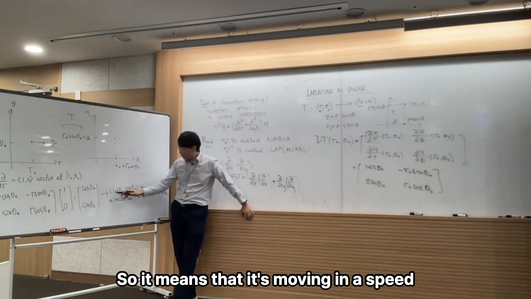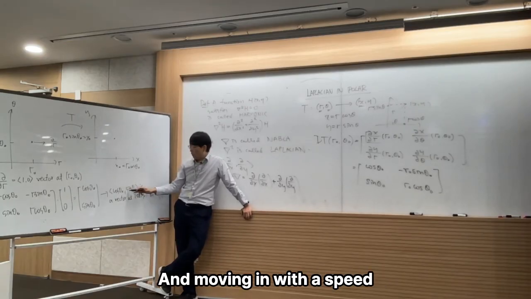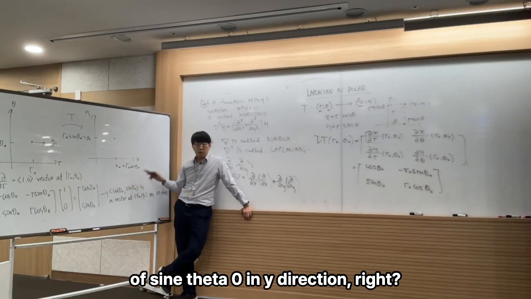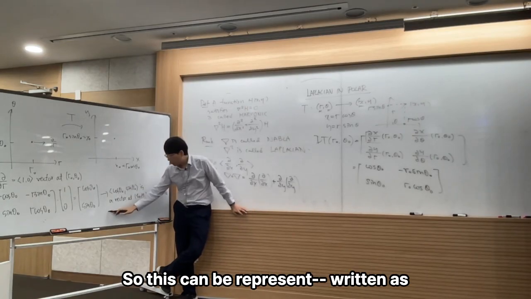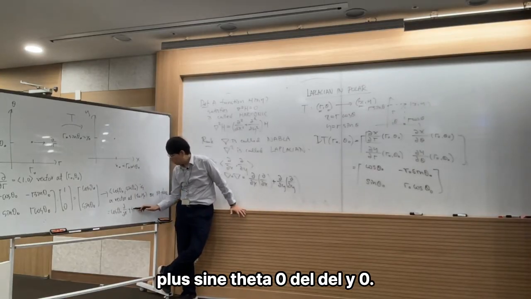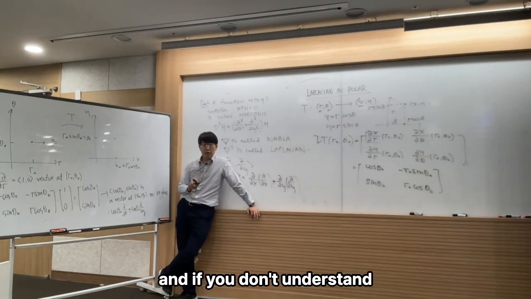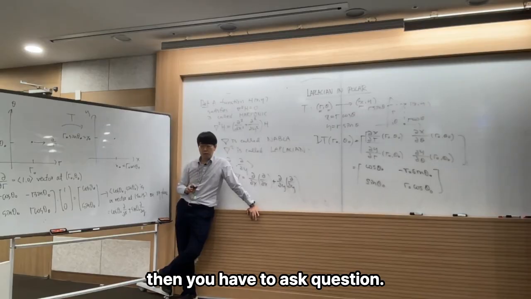So it means that it's moving at the speed of cosine theta 0 in the x direction and moving at the speed of sine theta 0 in the y direction, right? So this can be written as cosine theta 0 ∂/∂x 0 plus sine theta 0 ∂/∂y 0. You have to follow me carefully, and if you don't understand, then you have to ask a question.